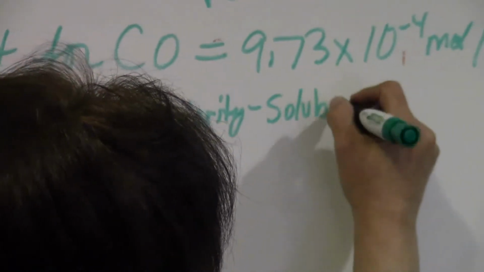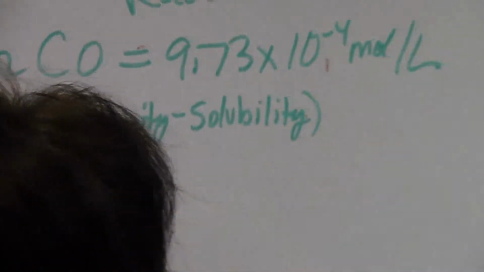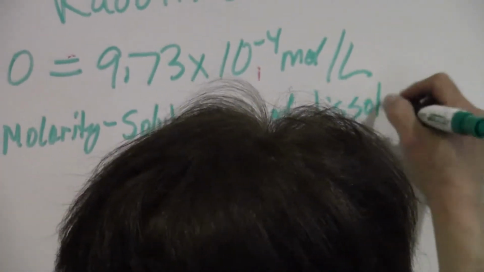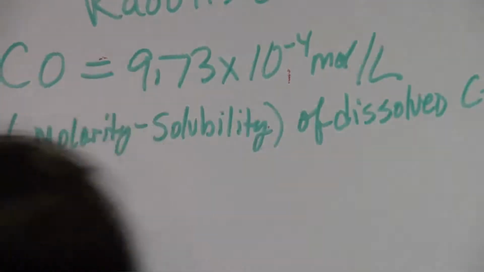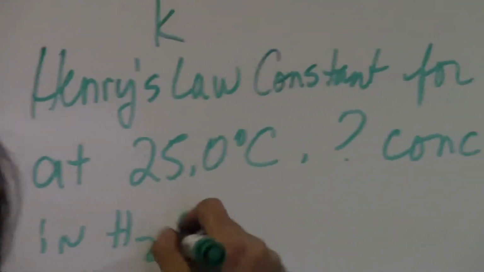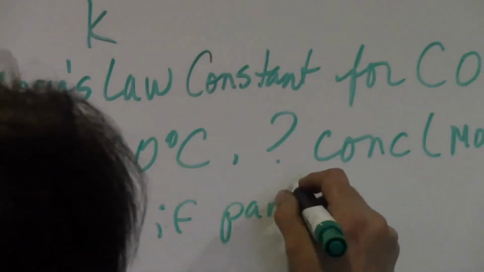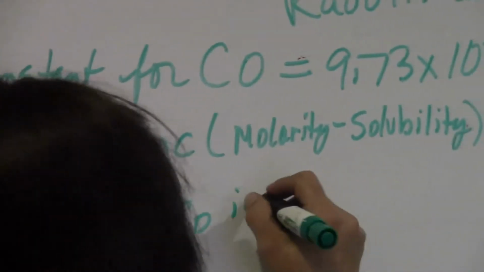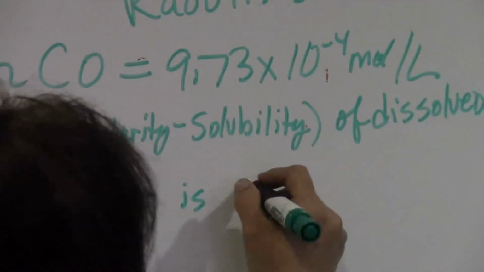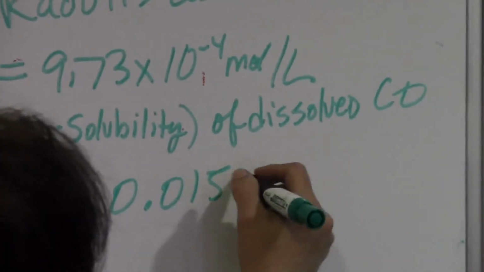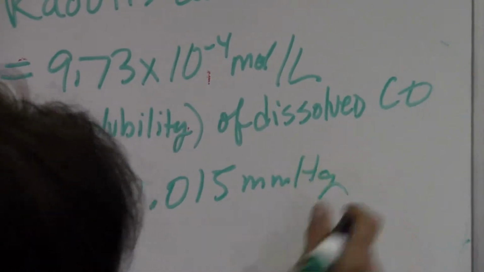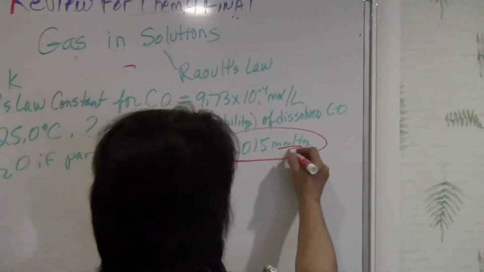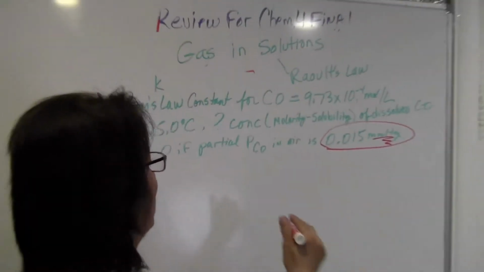In this case, solubility. What is the concentration of the dissolved carbon monoxide in water if the partial pressure for carbon monoxide in air is 0.015 millimeters mercury? Right away, an alarm should be going off in your head. None of the problems in chemistry have millimeters mercury. I'm going to go ahead and fix that right now.